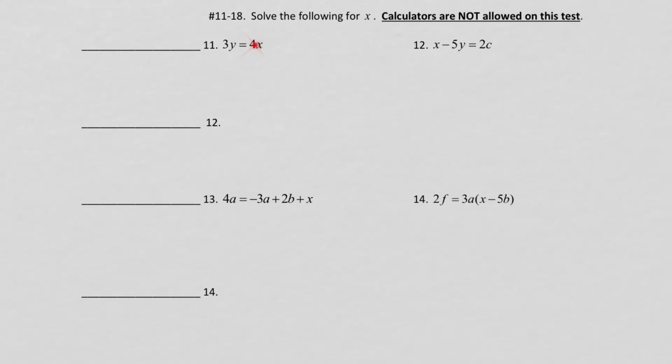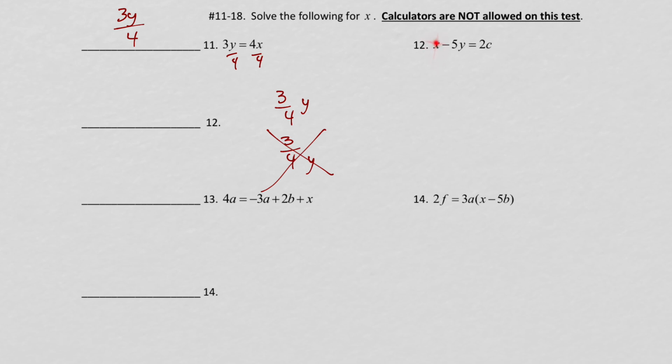Okay, here I'm solving for x, so I'm going to divide each side by 4. And we're going to get x is equal to 3y over 4. You could have also written this 3/4 y. What you can't do is go like this, because that's 3 over 4y, so that doesn't work.